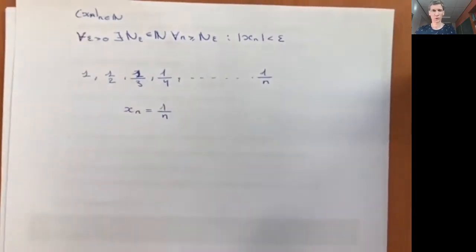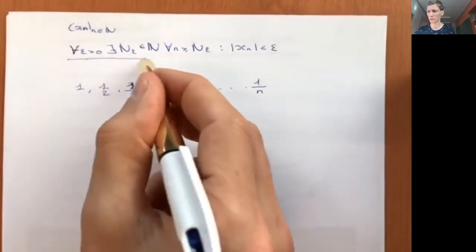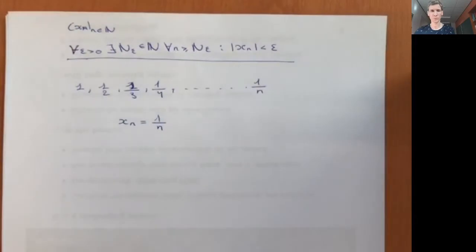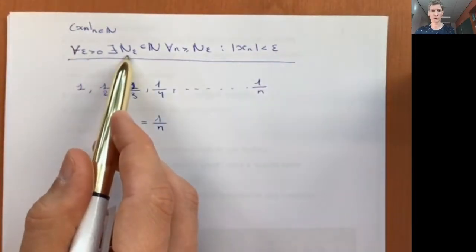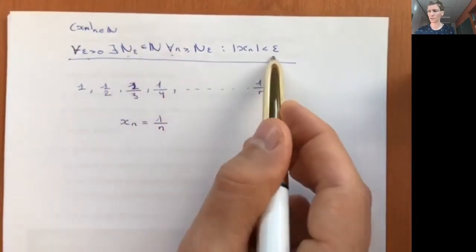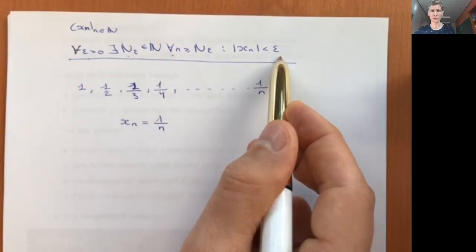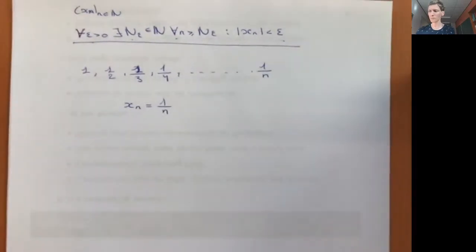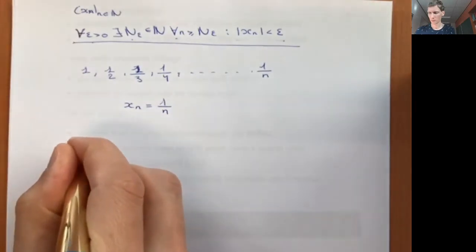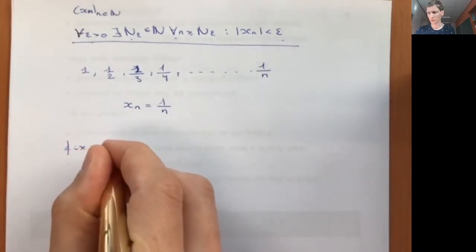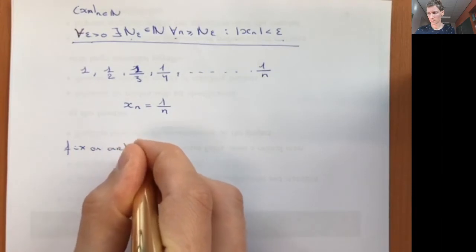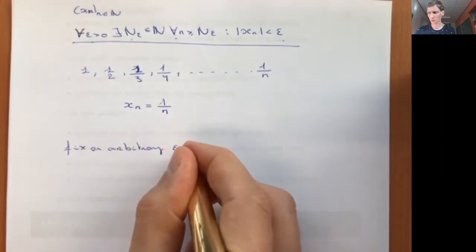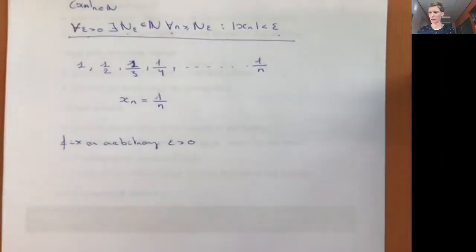So let's show that for this sequence, indeed, this condition is satisfied. What do we need to do? For every epsilon, we need to find a number big N that satisfies this definition, in the sense that for every n greater than this big N, |x_n| is smaller than epsilon. So let's fix an arbitrary epsilon bigger than 0. Now we need to find a big N that satisfies this definition.